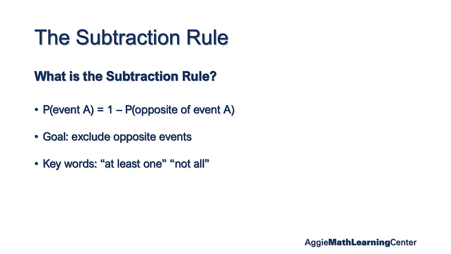The key words of at least one and not all indicate that we will need to use the subtraction rule. These keywords also have corresponding words for their opposite events, those being all for not all and none for at least one. It's highly worth your time to memorize these terms as well as their opposites in order to make the problem-solving process more streamlined as you practice.